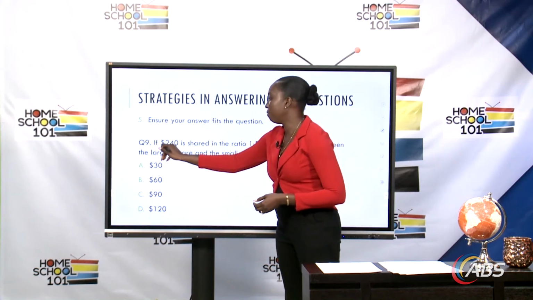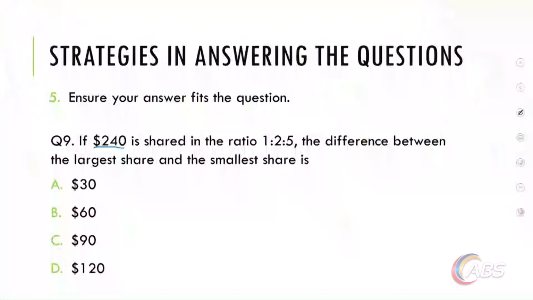So we have a whole, which is 240. I'll leave it blue. And it is divided into 3 parts, 1, 2, and 5. Okay? So here, the question wants us to find the difference between the largest share and the smallest share. Remember in primary school when you learn these terms, so when you see difference, you know that you subtract. So we know we're going to have to subtract at some point.